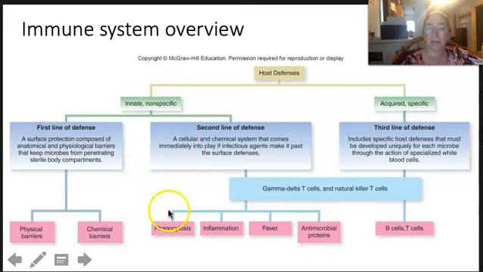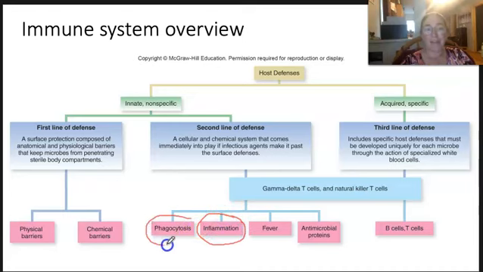And for now, this chapter is really going to be focused on discussing inflammation and phagocytosis. These are sort of the key features of the innate immunity, and what's also called our second line of defense. All right, and we will talk about the various white blood cells that are important for doing phagocytosis and the process of inflammation.